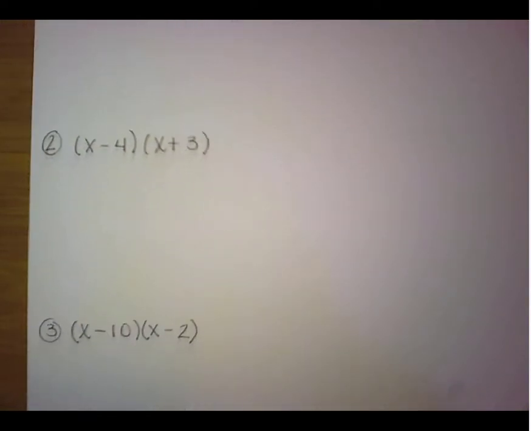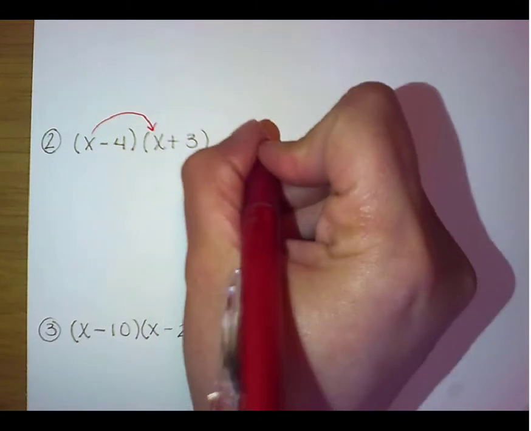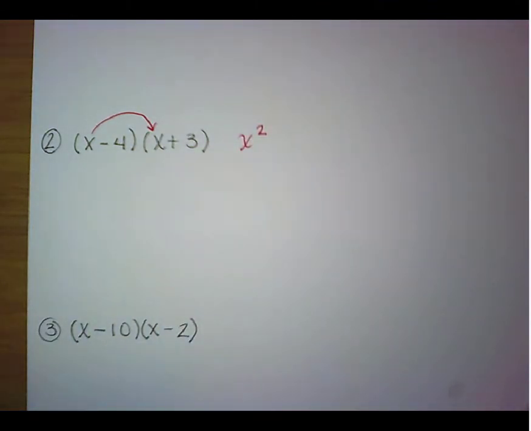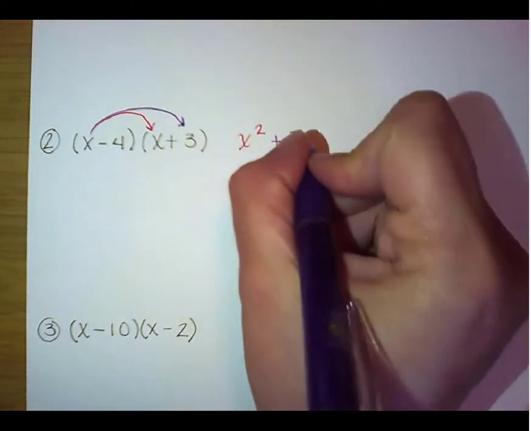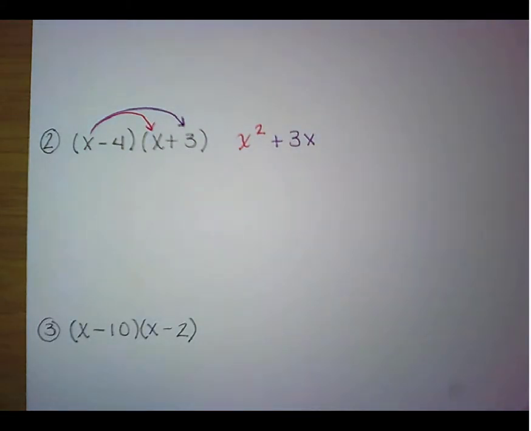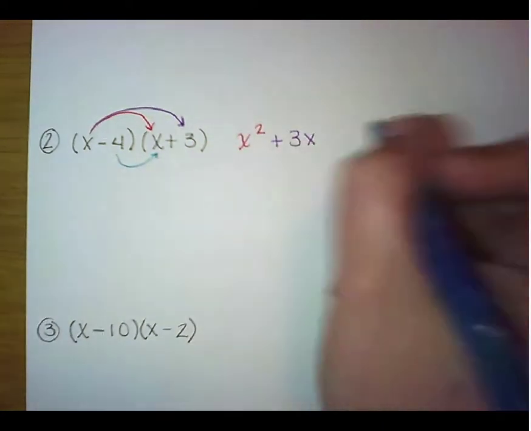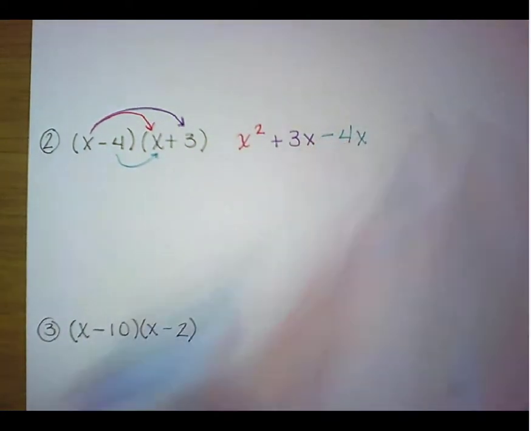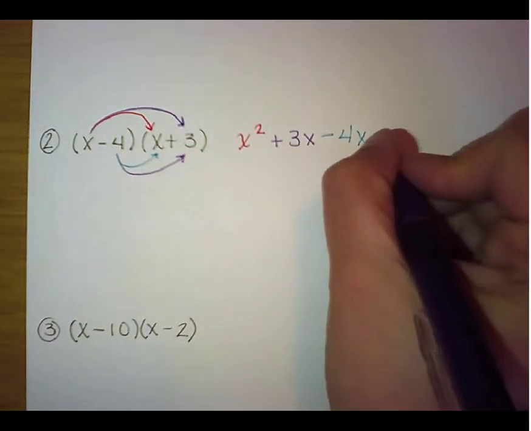So let's do the same thing with our second example here. We've got x minus 4 times x plus 3. So we are going to distribute that x, starting with x times x, which is going to give us x squared. Then we're going to do x times 3. That's going to give us a plus 3x. The next thing we're going to do is go to our inside, and we're going to do negative 4 times x. That's going to give us a negative 4x. And then we're going to do our last. That's going to be negative 4 times 3. That's going to give us negative 12.